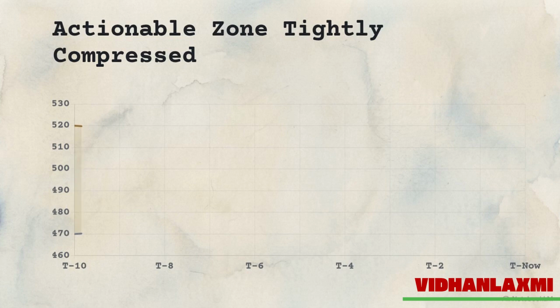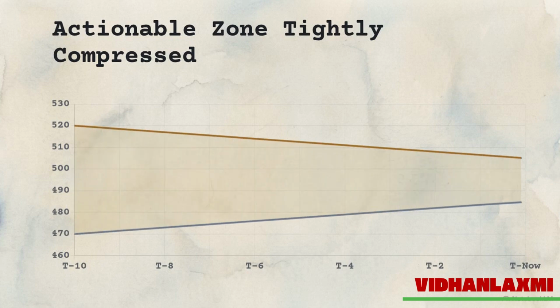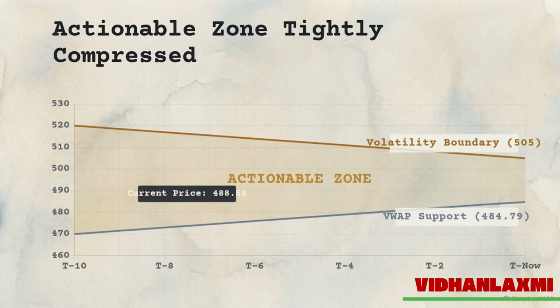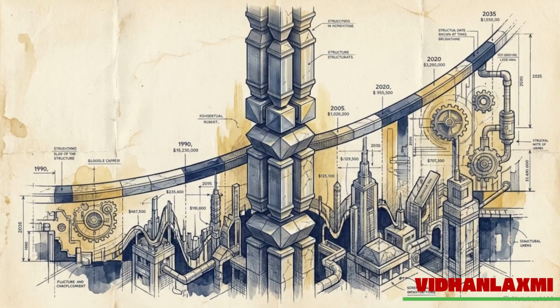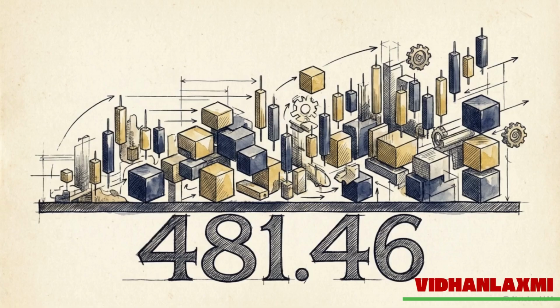Instead, the actionable trading zone is tightly compressed into the space between the short-term VWAP support and the upper volatility boundary. Despite the short-term exhaustion, the long-term structural setup remains intact. This sideways price action is a necessary base-building phase, provided the 481.46 support level continues to hold.